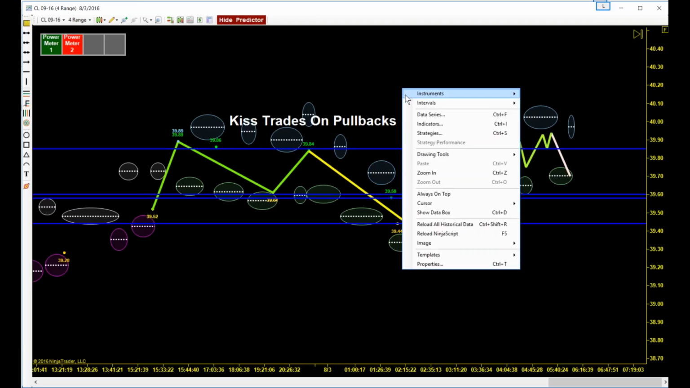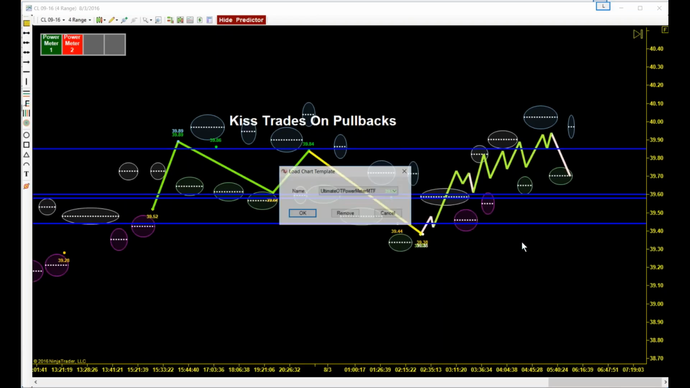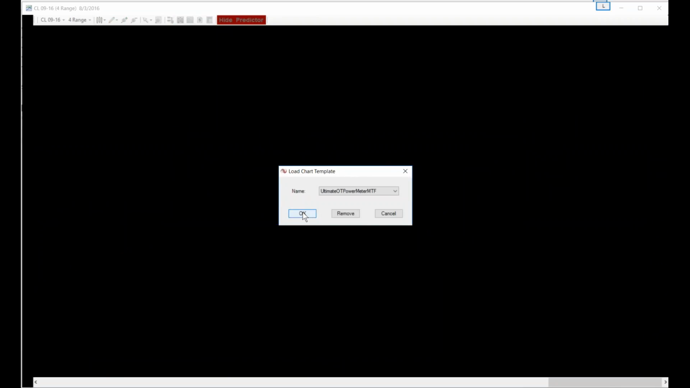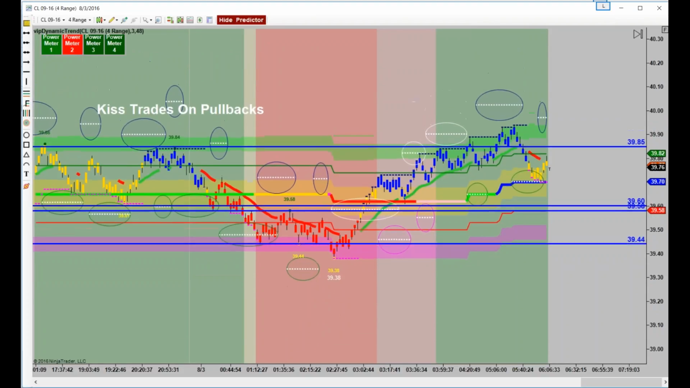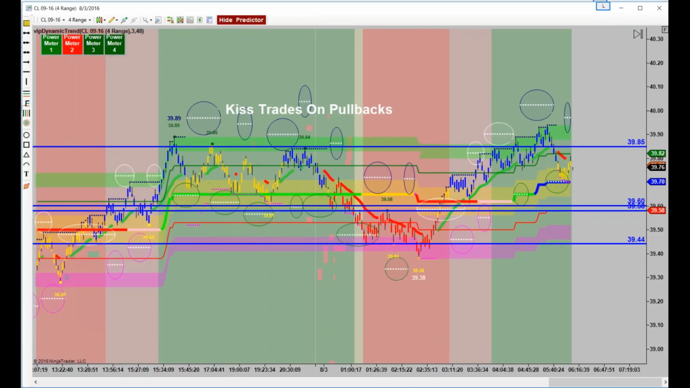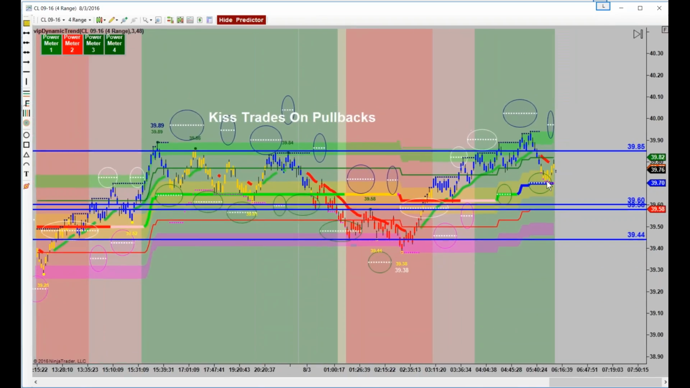And I can go ahead actually and just put the template on it, and it'll leave my lines on and everything. It will do away with lightning. See what it looks like. All right, so we got our lines drawn on our chart. Here's our predictor right here, right at this very moment.